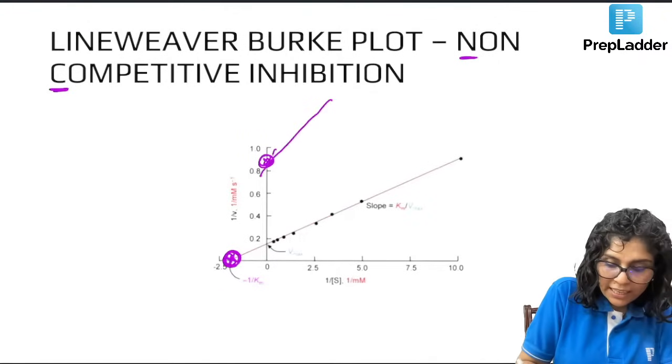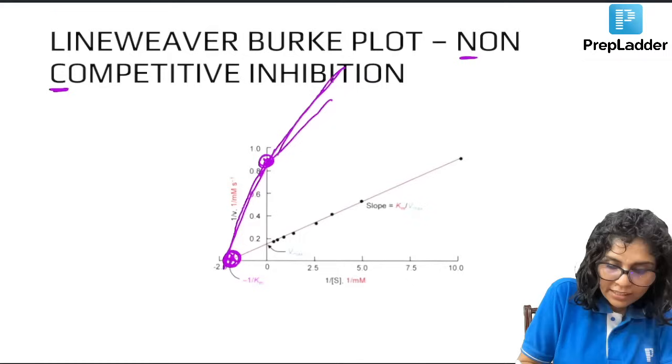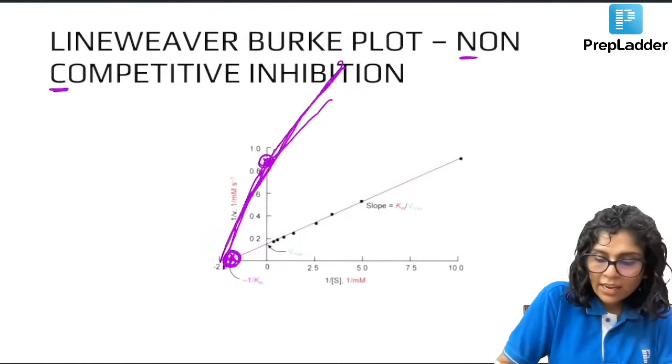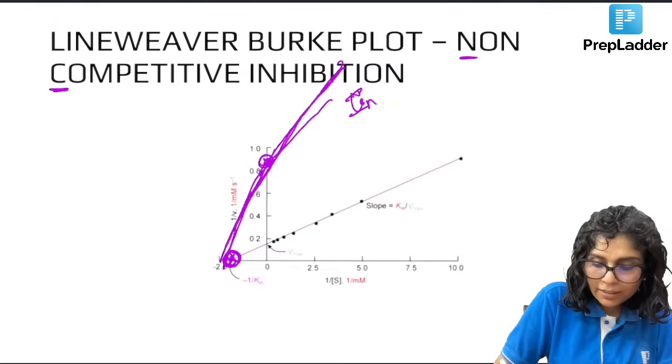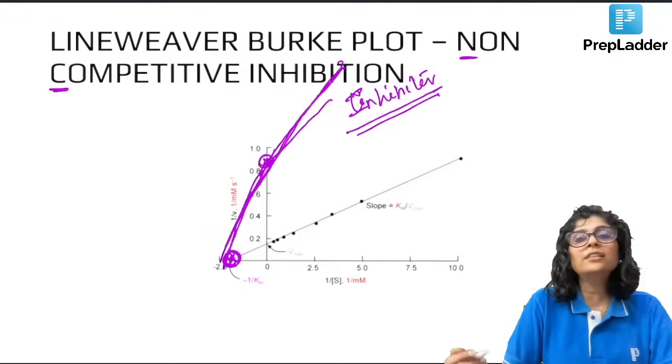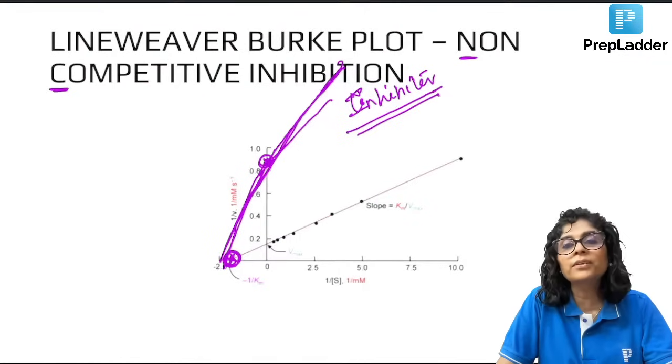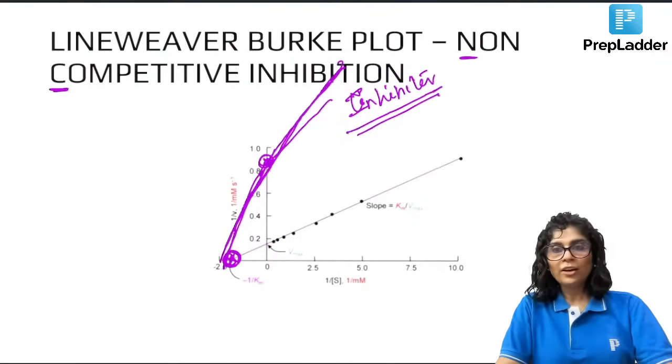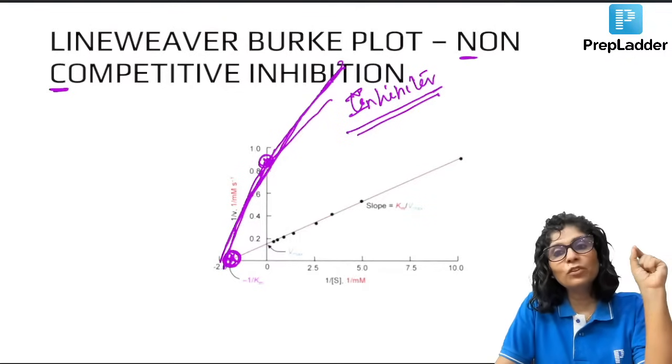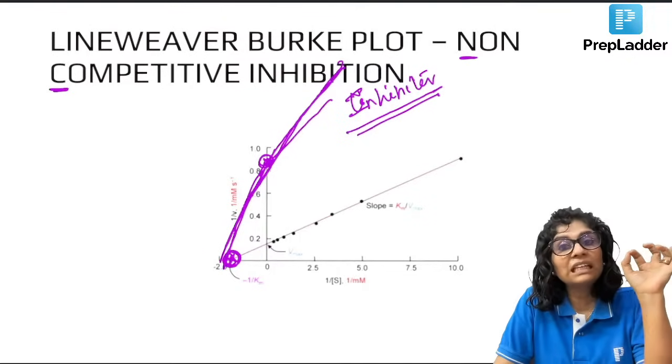And if you see a line like this, do you understand this? If you see a line like this, in the presence of an inhibitor, and if you're asked what kind of inhibition it is, then your answer should be non-competitive inhibition. Are you clear? Then what will be your answer? Your answer will be this is a non-competitive inhibitor.